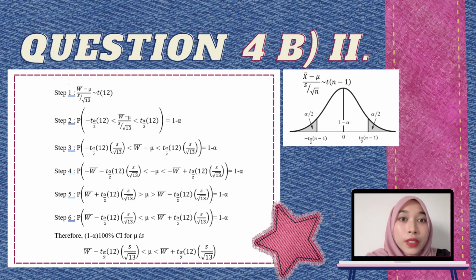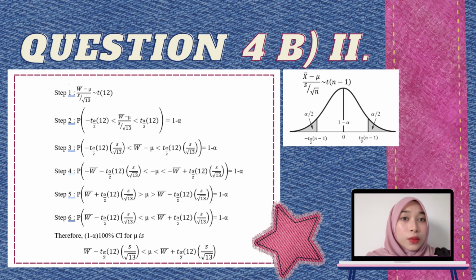First, I will explain the graph. This graph shows the T distribution curve with a bell shape. The important parts of this graph are negative T alpha over 2, n minus 1 and T alpha over 2, n minus 1. These are critical values that mark the boundaries of the middle 1 minus alpha probability. So the middle area is 1 minus alpha, and the graph shows two tail areas which each contain alpha over 2.